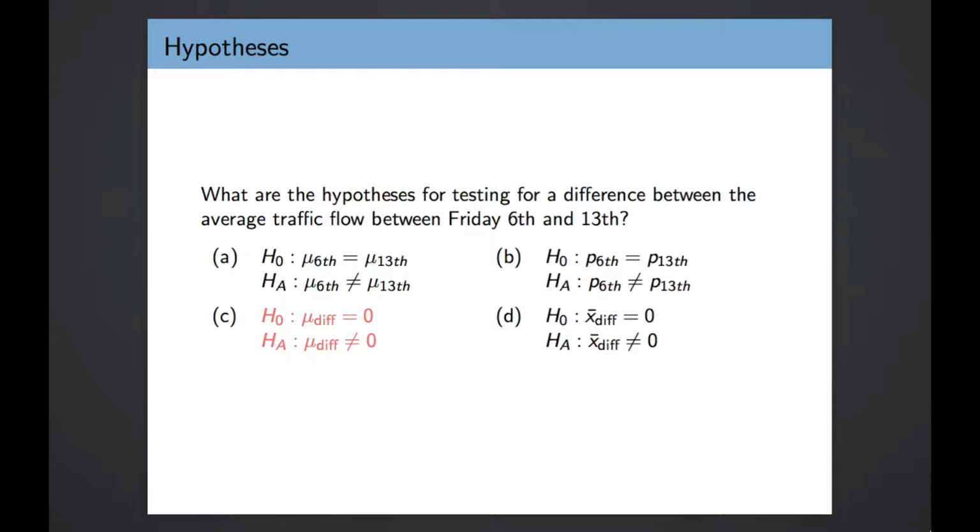So the correct answer is C. We are interested in whether the mean for Friday the 6th and the mean for Friday the 13th are equal or not equal, like the hypothesis set A suggests. But remember that we want to take the difference between those means in order to center our null distribution around 0. So we want to test if that difference is equal to 0 or different from 0. This is something that we talked about in our previous lecture and that your textbook covers as well.